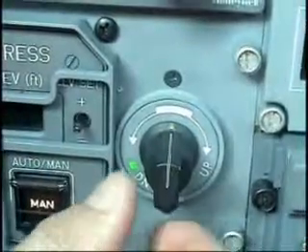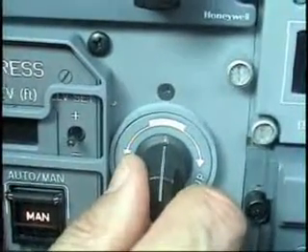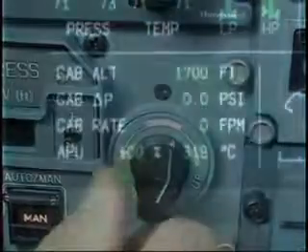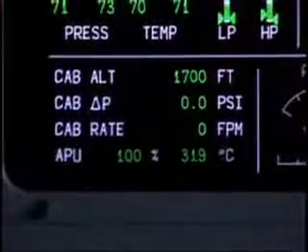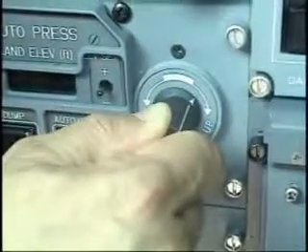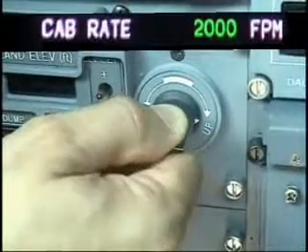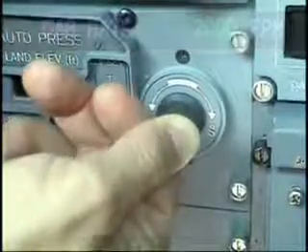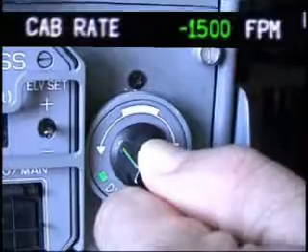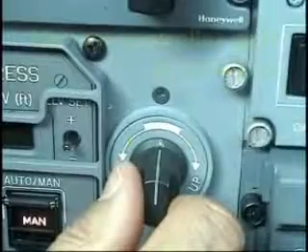In manual mode instead, crew selection of the cabin rate and proper monitoring of cabin differential pressure is required to maintain appropriate cabin pressurization. Remember that, with relation to the 12 o'clock position, clockwise rotation of the controller will induce a positive rate of climb, and counterclockwise rotation will induce a negative rate of climb. Manual controller gain is sort of sensitive. Avoid fast and big displacement of the controller.